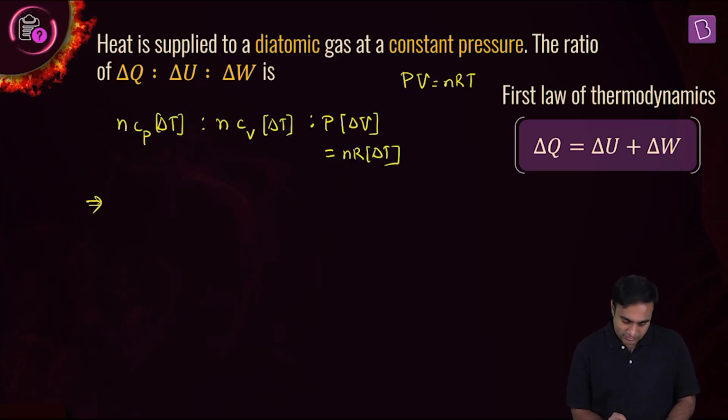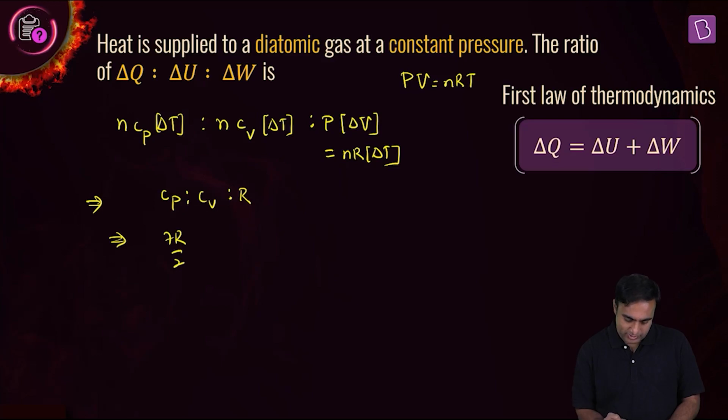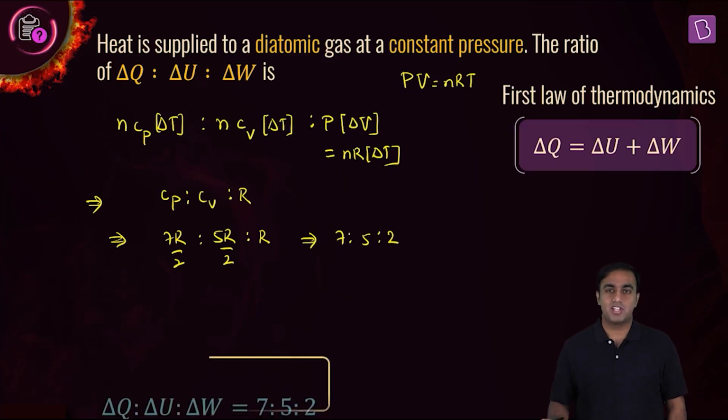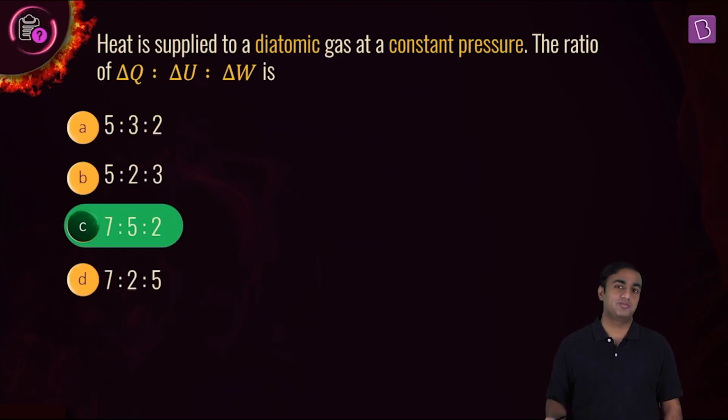Now, let's simplify and find the ratio. It turns out to be Cp is to Cv is to R. What is Cp for a diatomic gas? It turns out to be 7R by 2. And Cv for a diatomic gas sample is 5R by 2. That is to R. Simplify this further and you get 7 is to 5 is to 2. That's your answer for the ratio of delta Q to delta U to delta W. The correct option for this question is C.